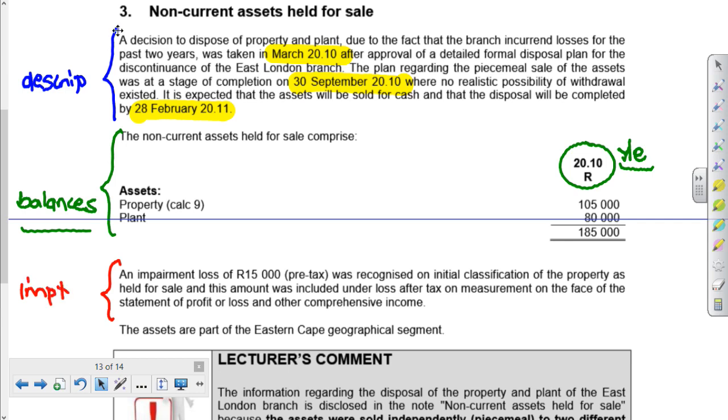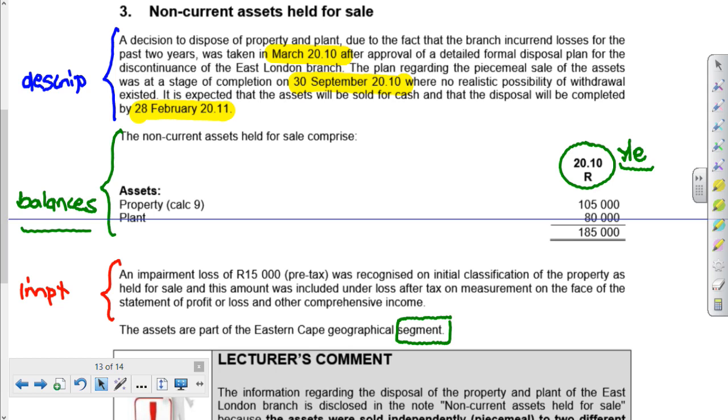If there was an impairment write-off or a reversal or whatever it was, in this case, an impairment loss of 15,000 was recognized on the initial classification of the property as held for sale, and the amount is included under loss on the face of the P&L. We're going to talk about where these impairment amounts land up if it's a discontinued operation. The assets are part of the Eastern Cape geographical segment. This is part of segment reporting. We're going to do segment reporting a bit later. No, we do it in FAC3702, in fact, not in this module. A little bit of segment reporting.